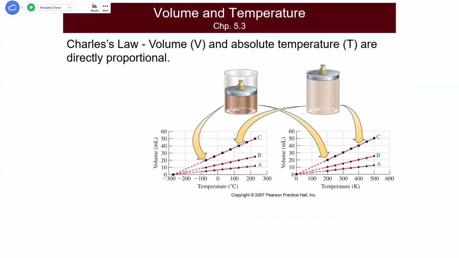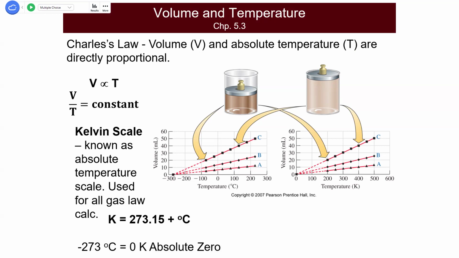Alrighty, so here the relationship between volume and temperature is known as Charles' law. The volume and absolute temperature T are directly proportional. Does anyone know what absolute temperature means? Yeah, this is your Kelvin scale. So your Kelvin scale is known as the absolute temperature scale, so it's used for all gas law calculations. So you always want to take 273.15 plus your degrees Celsius in order to get into Kelvin.